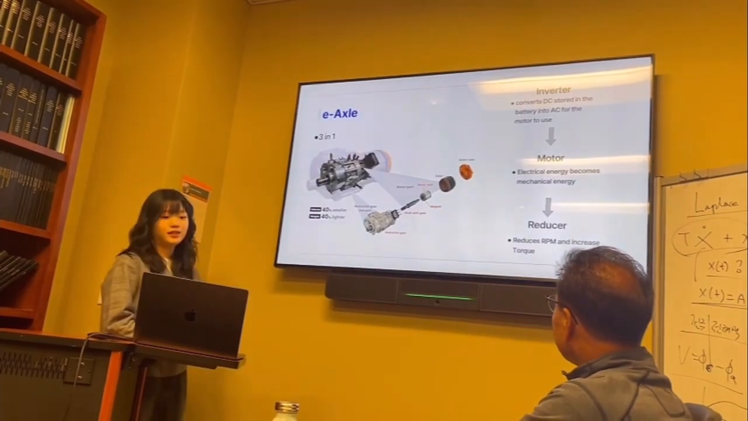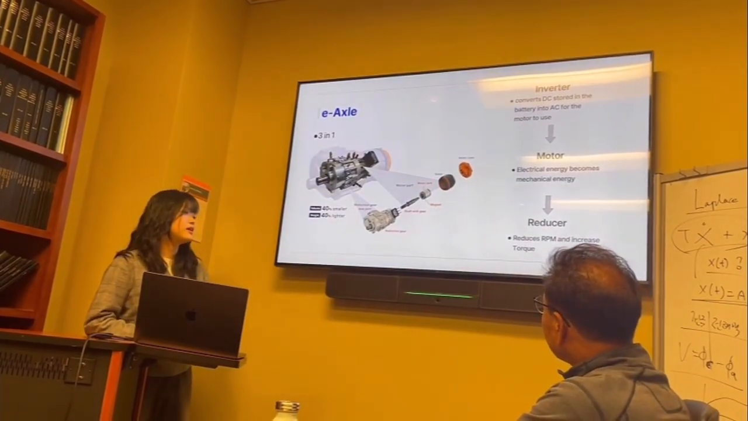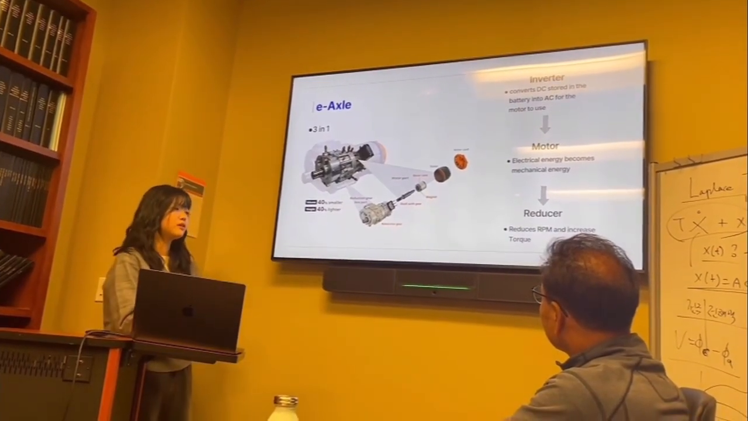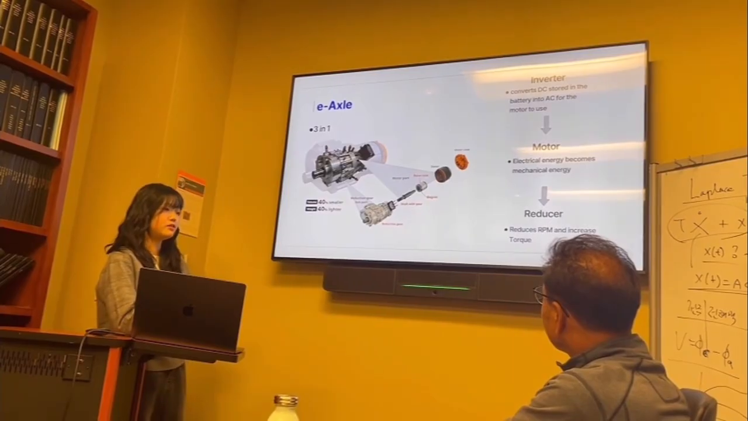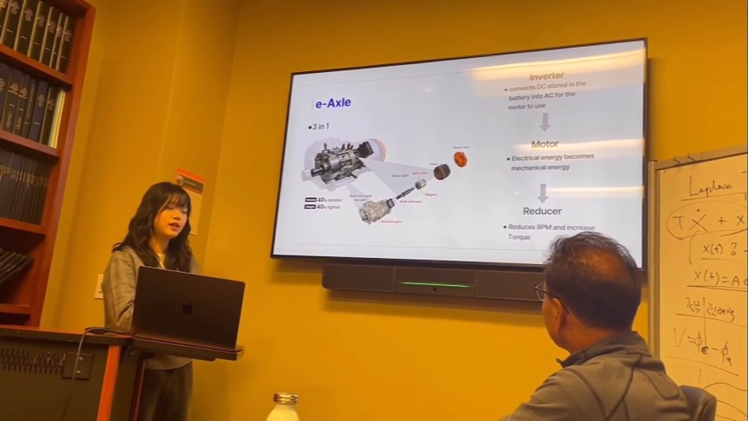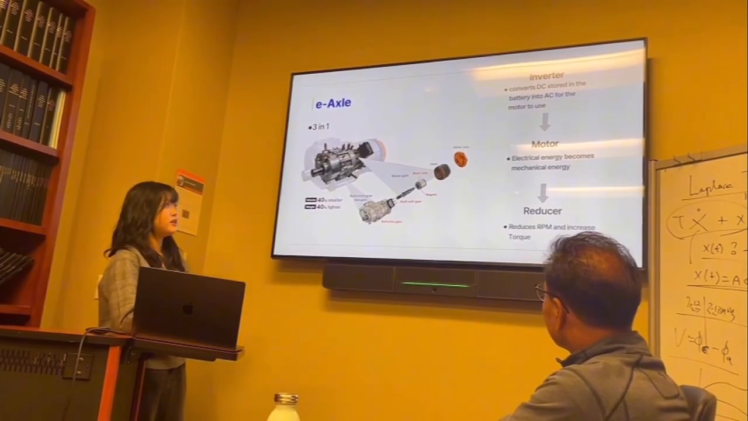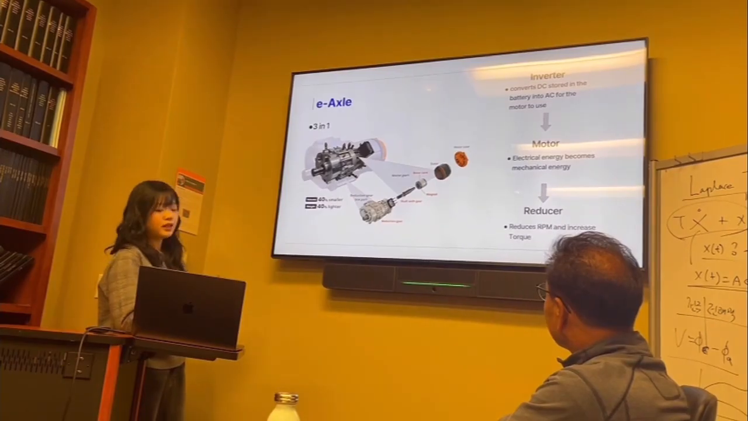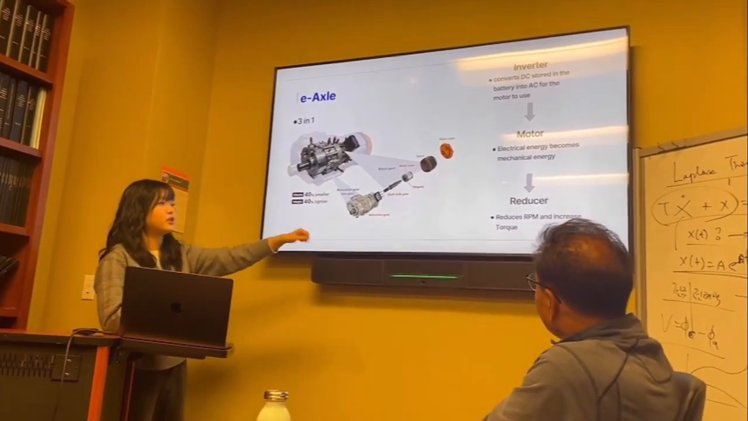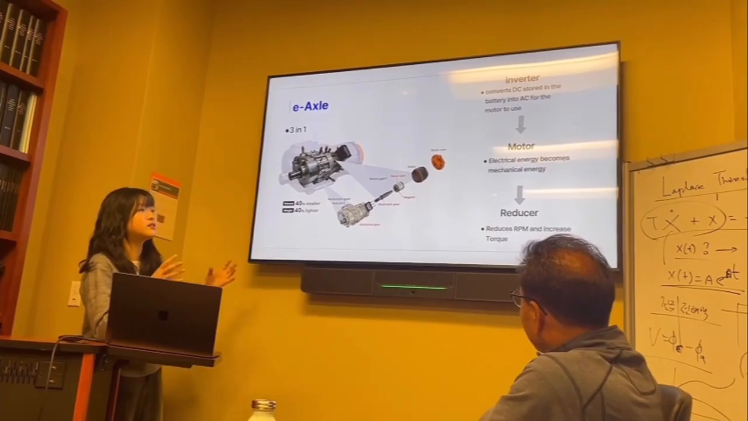So first is EXO. In an internal combustion engine, the powertrain of ICE consists of the engine, motor, transmission, and ECU. But in EV, and especially in EXO, it consists of an inverter, motor, and reducer, and they are all housed together.